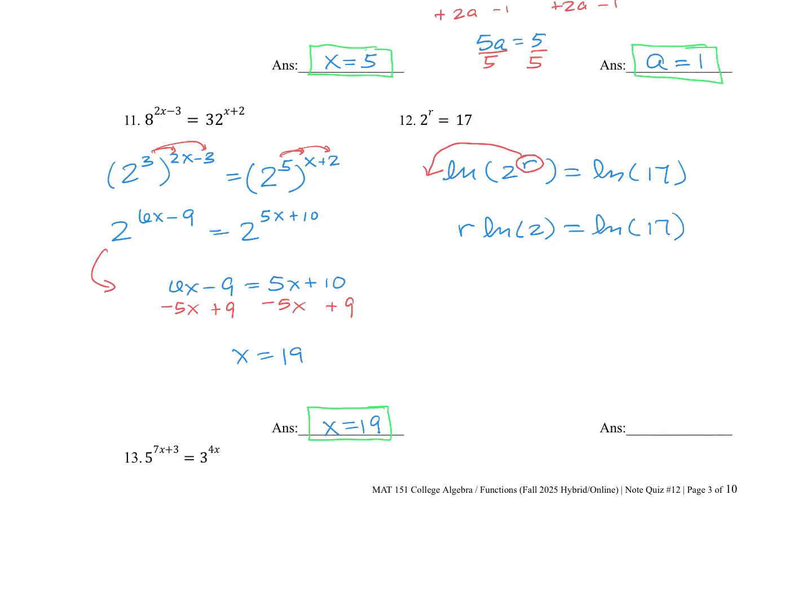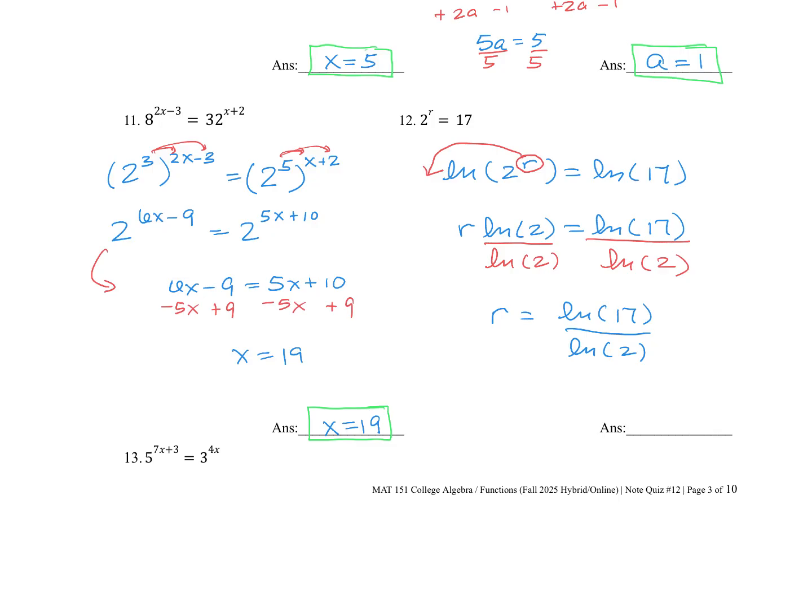And now to get the r all by itself, I just have to undo the multiplication by dividing both sides by the natural log of 2. So r is equal to the fraction natural log of 17 divided by the natural log of 2. Remember again, the natural log is a function, so please don't cancel the ln's. They do not cancel each other out. This is like function notation, like square roots or cube roots or squares.